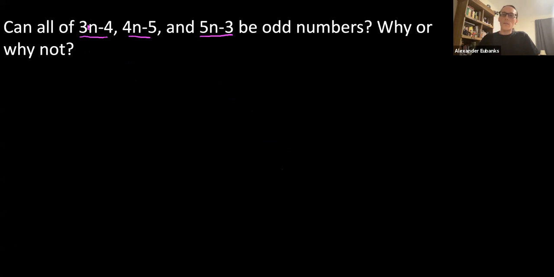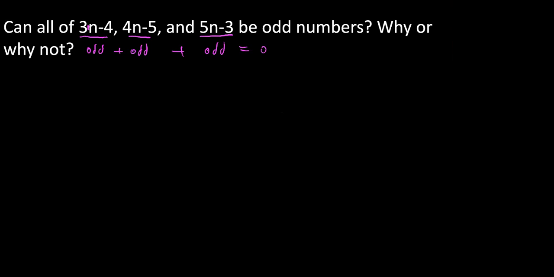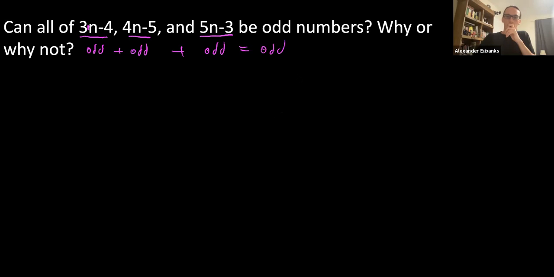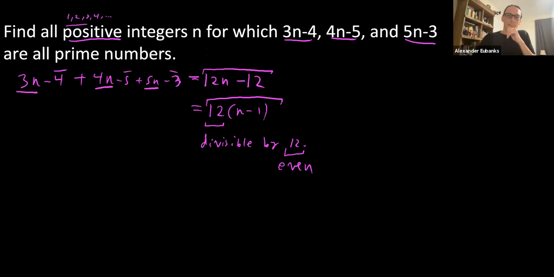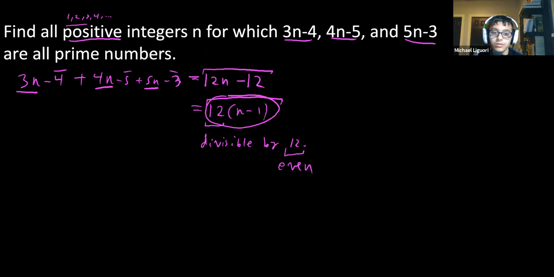So if I've added these all up and they're even, could they all be odd numbers, right? If they were all odd numbers, we'd have odd plus odd plus odd. What would that be? Would that be even or odd? Anyone? It would be odd. But what do we already know? It adds up to 12 times n minus 1, which is an even number times a random number.